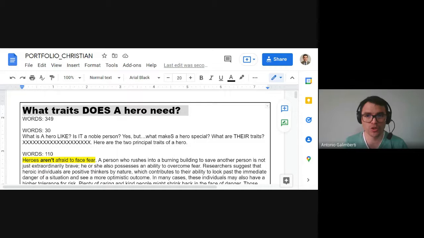What are we going to do today? We're going to talk about organization in a four-paragraph essay. The task is, what traits does a hero need? Or what traits does a hero have?